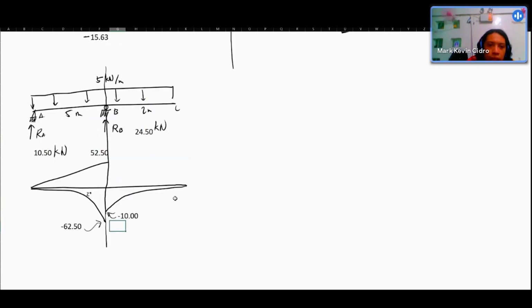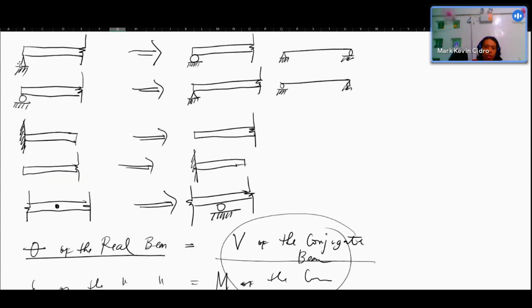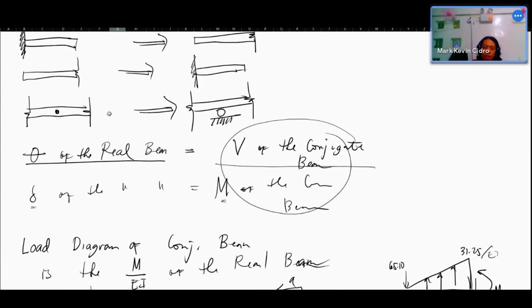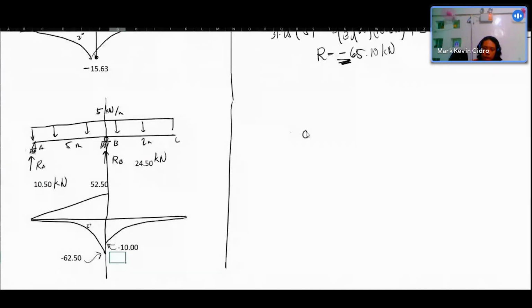This moment diagram will now be your load diagram for the conjugate beam. What is the conjugate beam? This is a hinge. What's the conjugate of the external hinge? Roller, right? Hinge, roller. Roller, hinge. Fixed, free. Free, fixed. Internal pin, internal roller, vice versa. Roller, okay.